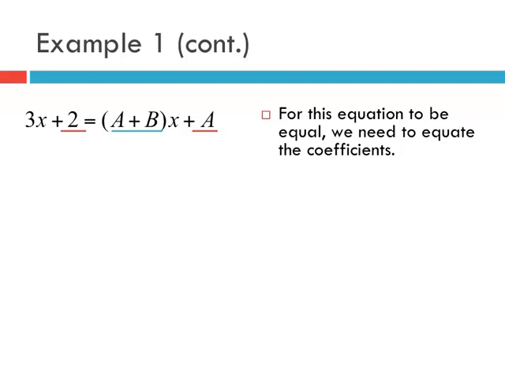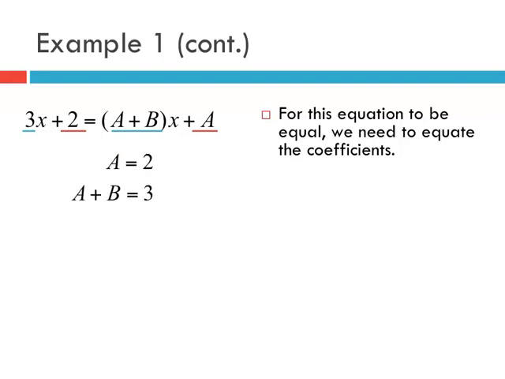Now we can equate the coefficients of the x term. So we have the a plus b in front of the x here, and the 3 in front of the x here. So a plus b has to equal 3.